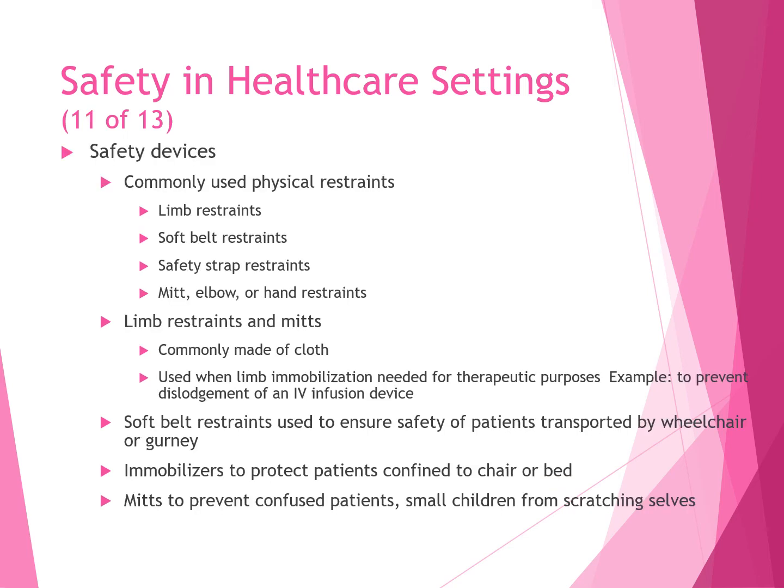The type of restraints, again, I showed you a picture of those, and here's some listed here as well. Limb, belts, safety roll wraps, vest restraints, and again, the vest restraints are one of the most constrictive. Limb and wrist restraints, mittens, soft belts, immobilizers, and the mittens.